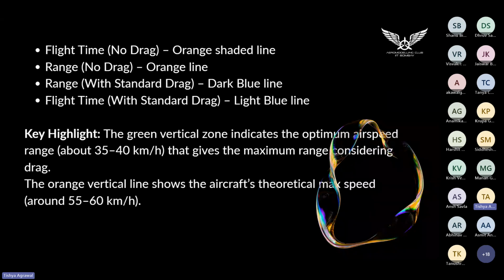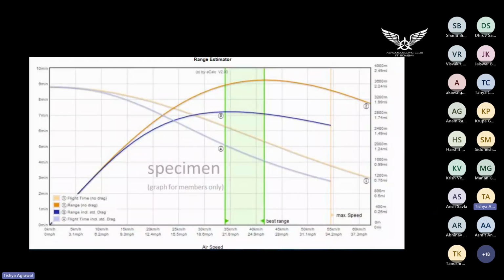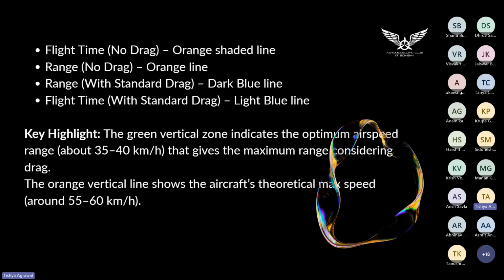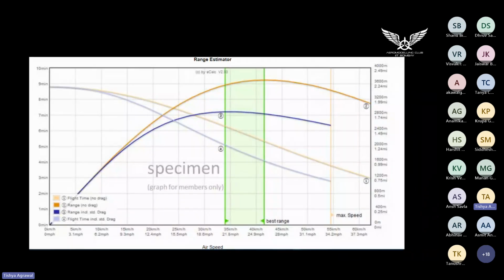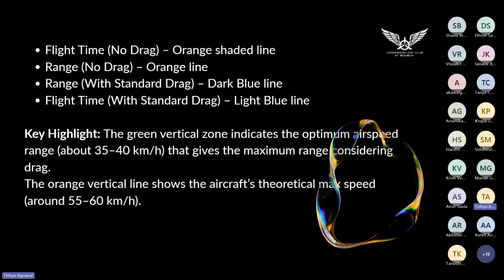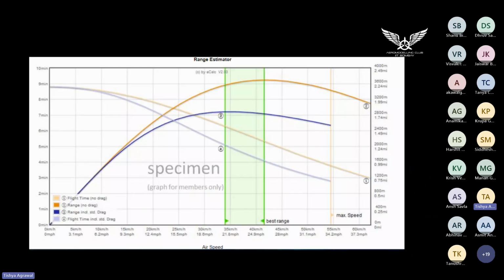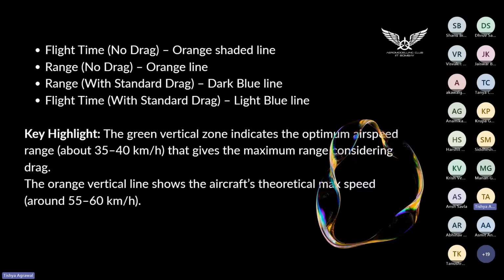Similarly, the orange line is representing the range if there would have not been any drag, and the dark blue line is representing range with the standard drag. Along with that, there is a green vertical zone which is representing the optimum airspeed, which comes out to be 35 to 40 kilometers per hour in this example we have taken. That would give us the maximum range considering the drag. And also there's one orange shaded vertical line on this graph which you would be able to see, and it represents the aircraft theoretical maximum speed, which comes out to be around 55 to 60 kilometers per hour in this example.